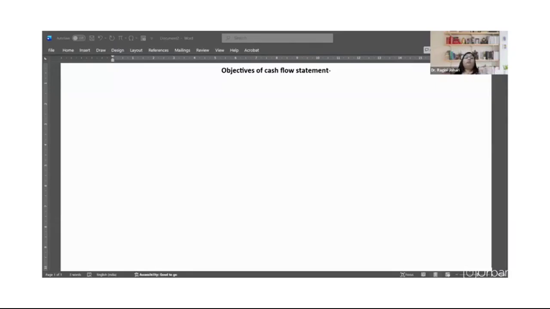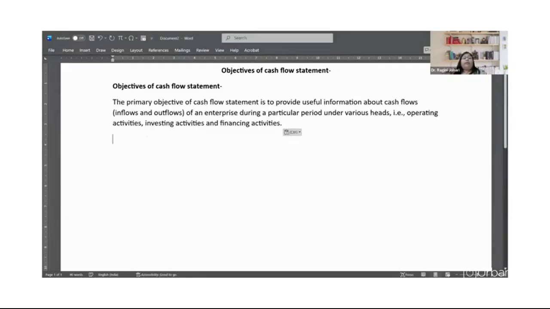So, talking about this objective, the primary objective of cash flow statement is to provide useful information about the cash flows, that is inflow of the cash as well as the outflow of the cash of an enterprise during a particular period under the various heads. These heads can be operating activities, investing activities, and financing activities.